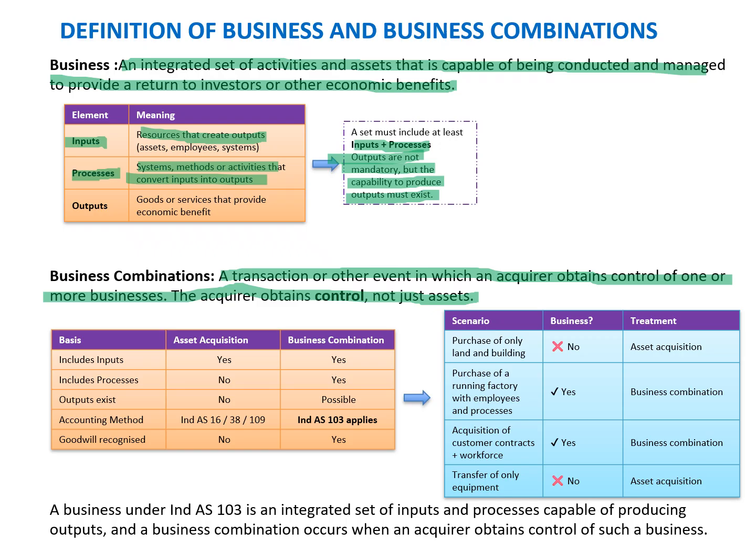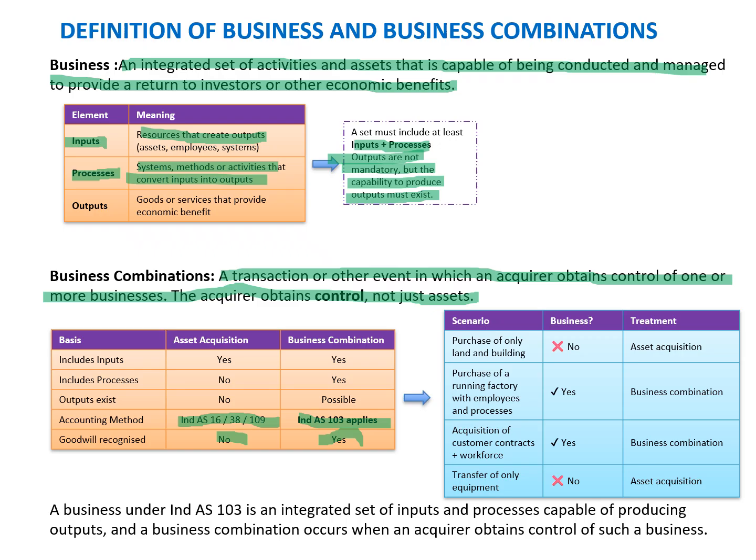If it is an asset acquisition, it is Ind AS 16, 38 or 109 as the case may be. But if it is a business combination, then Ind AS 103 applies. So the differentiator for the application of Ind AS 103 is the kind of acquisition that we do. If we are doing an asset acquisition, then if it is PPE, it is Ind AS 16. If it is intangible, it is Ind AS 38. Or if we are acquiring any financial instruments, then it is Ind AS 109. But when we are acquiring the business as a total, then it has to be Ind AS 103. Goodwill is recognized only when it's a business combination. It is not recognized when we are doing an asset acquisition.